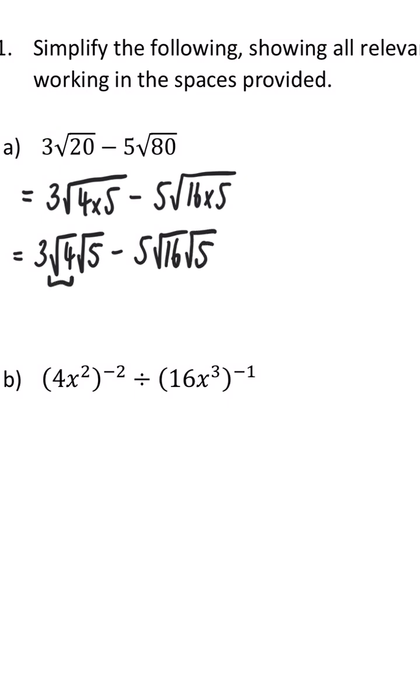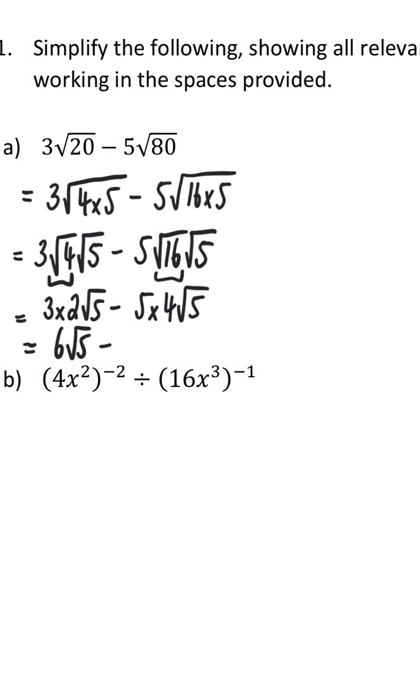Now I can evaluate these square roots. I've got 3 times, the square root of 4 is 2. And I'm minusing 5 lots of the square root of 16, which is 4 times root 5. What have I got here? I've got 6 root 5, 3 times 2, minus 5 times 4 is 20 root 5. Well, now I've got like terms. I've got root 5 minus another root 5 term. So I can go 6 minus 20 gives me minus 14 lots of root 5 as my final answer.